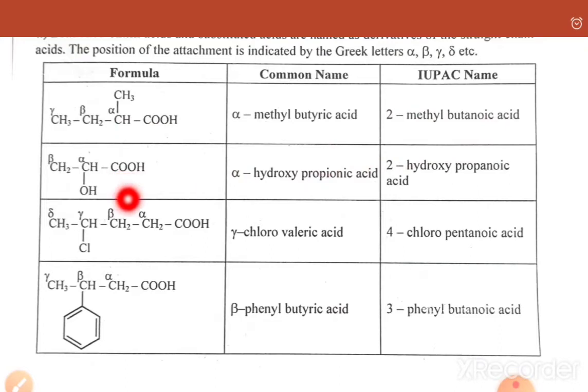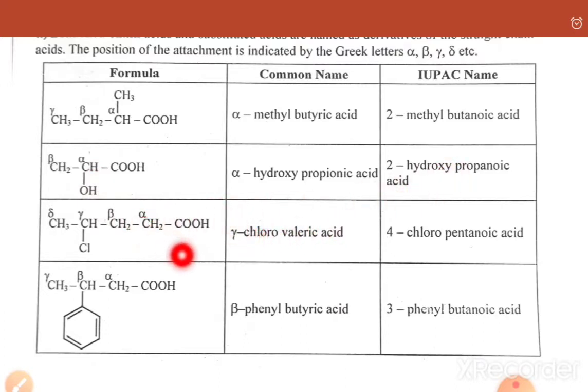Now, second example, here alpha and beta. For the common name, we use the letters alpha, beta. At the alpha position is a hydroxyl group, that means alpha hydroxy, 3 carbon, therefore propanoic acid. For IUPAC nomenclature, it is 2-hydroxypropanoic acid.